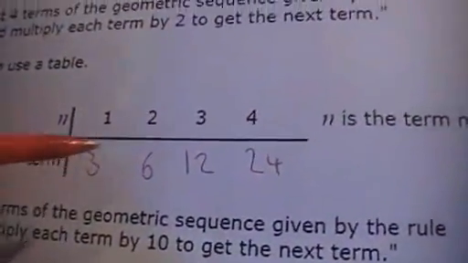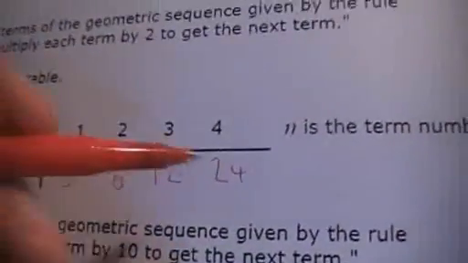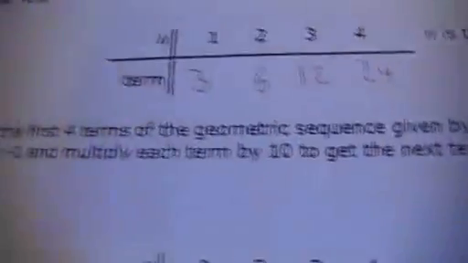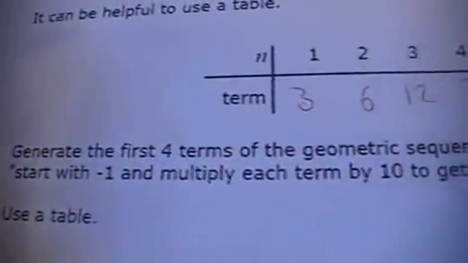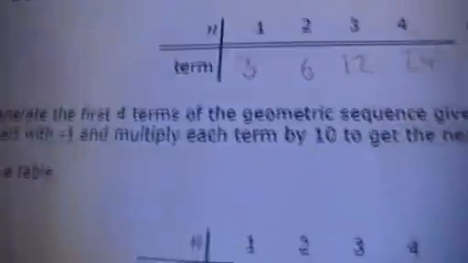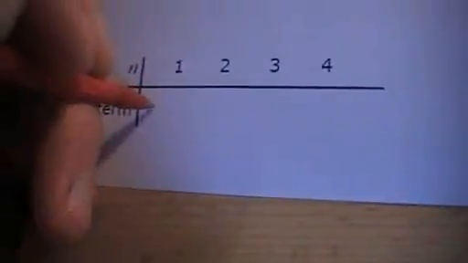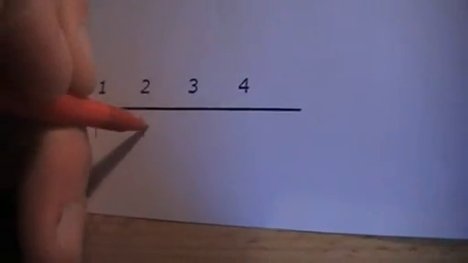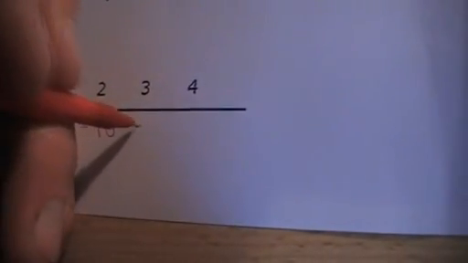Multiply 6 by 2 to get 12. Multiply 12 by 2 to get 24. So each time you start with 3, double it to get 6, double it and double it again. This one, generate first 4 terms, start with -1 and times each one by 10. So start with -1, times it by 10, you get -10, times it by 10, you get -100, and times it by 10 and you would get -1,000.